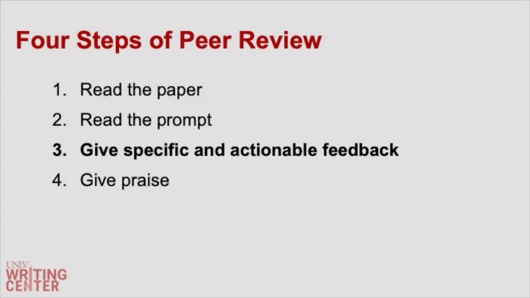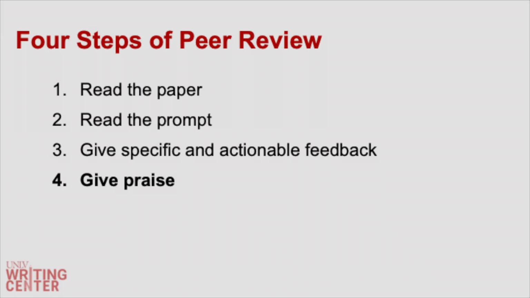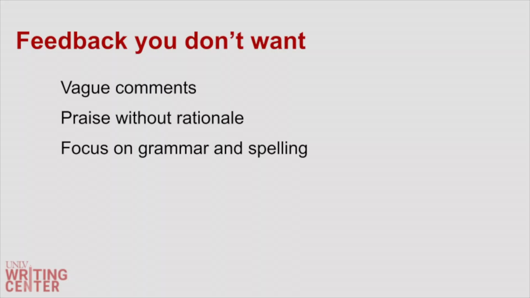Step 3 is to give specific and actionable feedback. We'll go deeper on what that means and how to do it in just a few minutes, but basically, you want your classmate to be able to understand what you notice in their writing and how to revise based on your observation. Step 4 is to give praise. Praise, when specific and actionable, can often be as helpful as critical feedback. It can point to what your classmate is doing right so they can repeat it in the future, and it helps build their confidence.